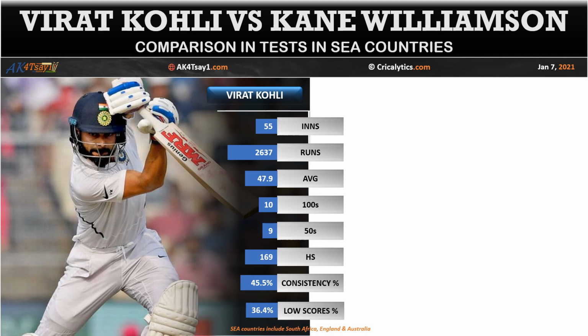He has been good in Australia and South Africa, averaging over 54, and somewhat decent in England, averaging 36. Overall, in SCA countries, his consistency stands at 45.5% and his low scores stand at 36.4%.